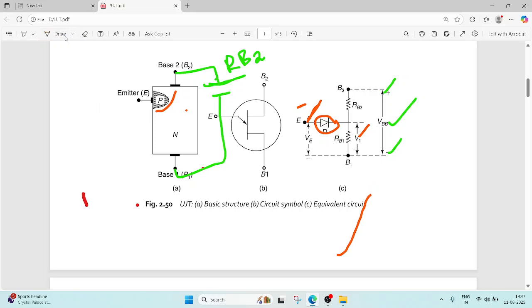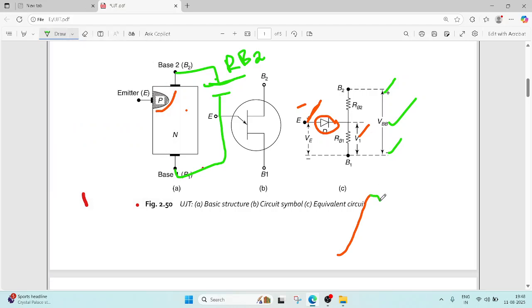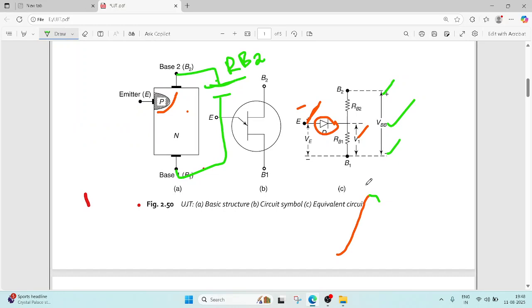See here, at a particular voltage, that voltage is called VP, the peak voltage. Okay, once the input reaches the peak voltage, automatically this voltage value is higher than this V1.